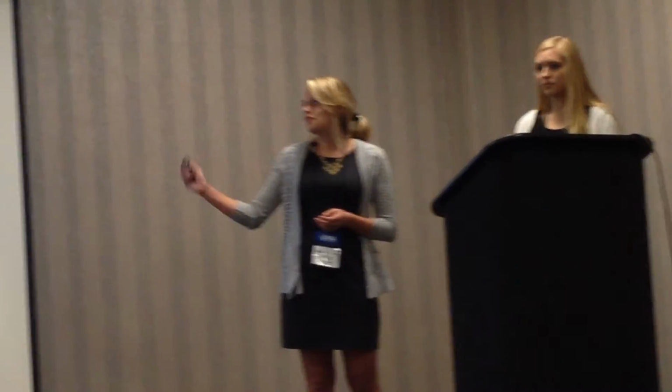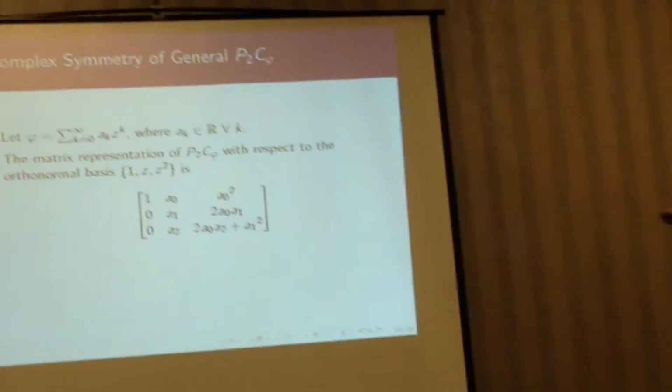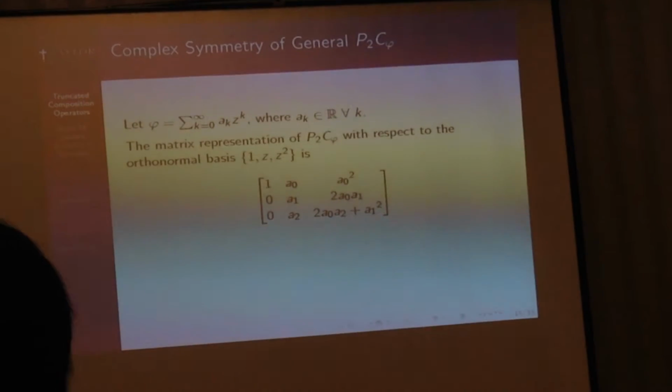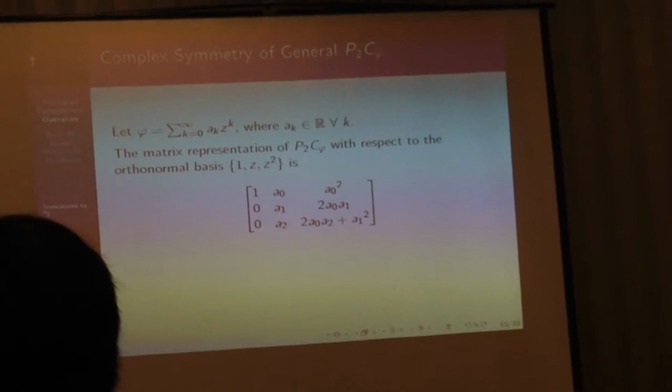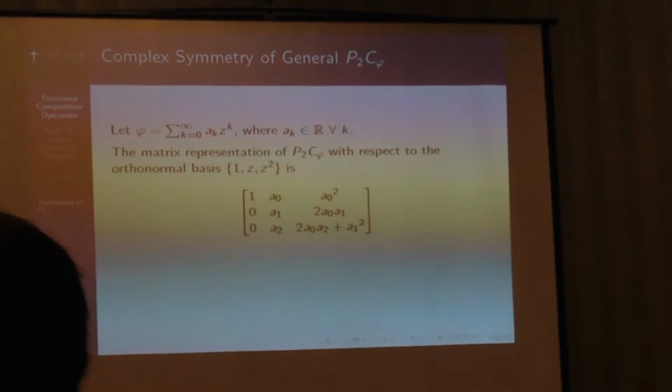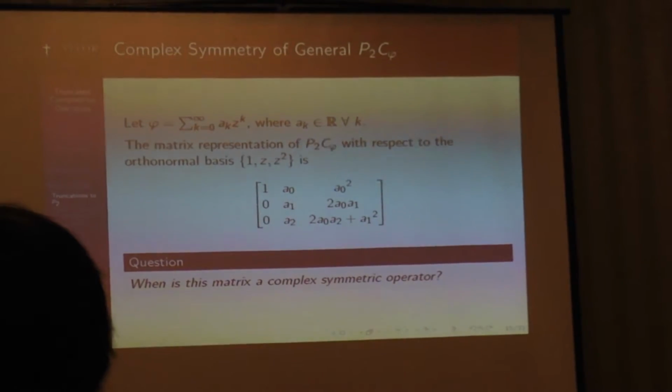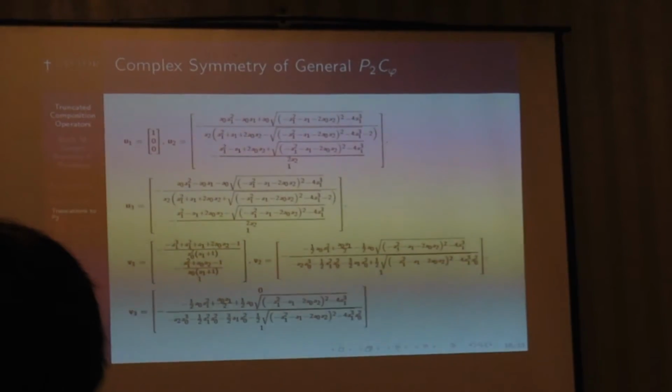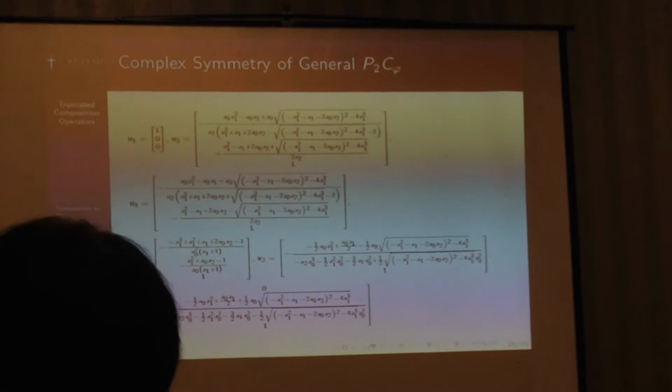symmetric operator. So as Ruth showed you earlier, for any function phi, it would have this matrix representation. And to clarify, for the purposes of our study, we decided to just look at Taylor series with real coefficients. So when would this matrix be a complex symmetric operator? Well, first, this is what the eigenvectors of that matrix would look like.